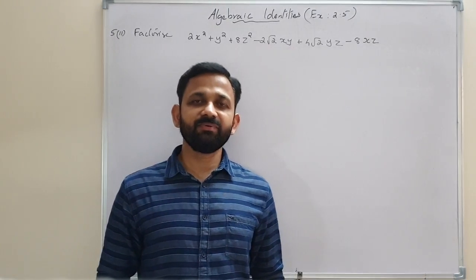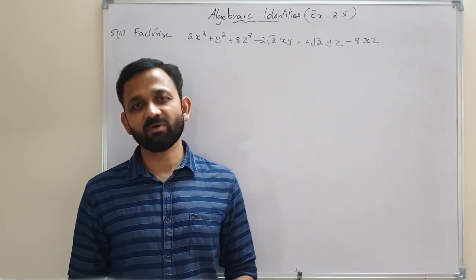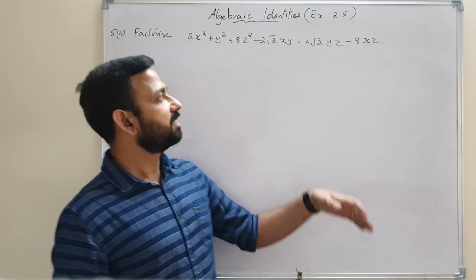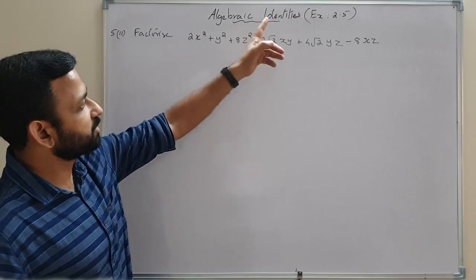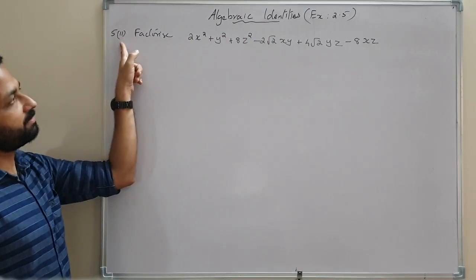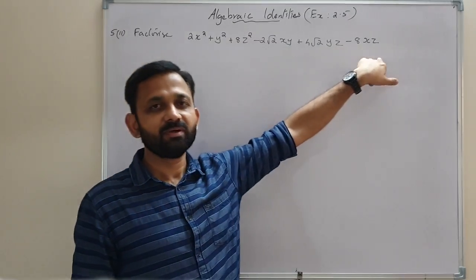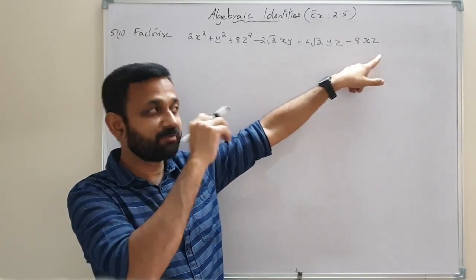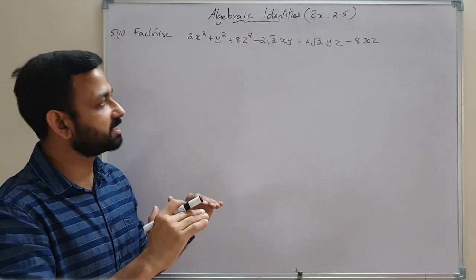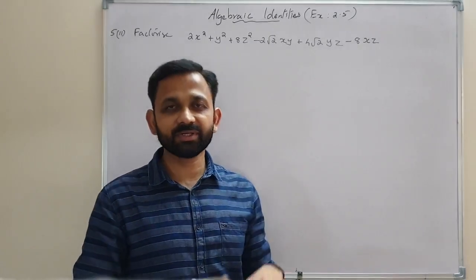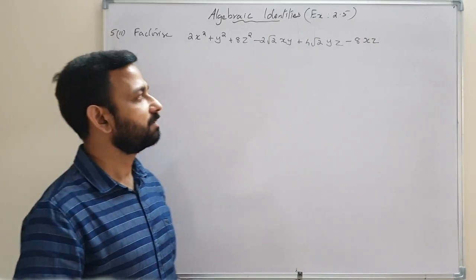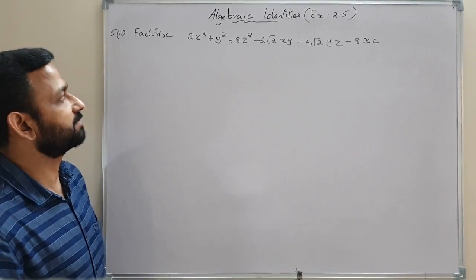Today we will continue exercise 2.5 of polynomials. Here, exercise 2.5, question number 5, second part. We need to factorize this expression. We are going to convert this expression as the product of its factors by using corresponding identities.